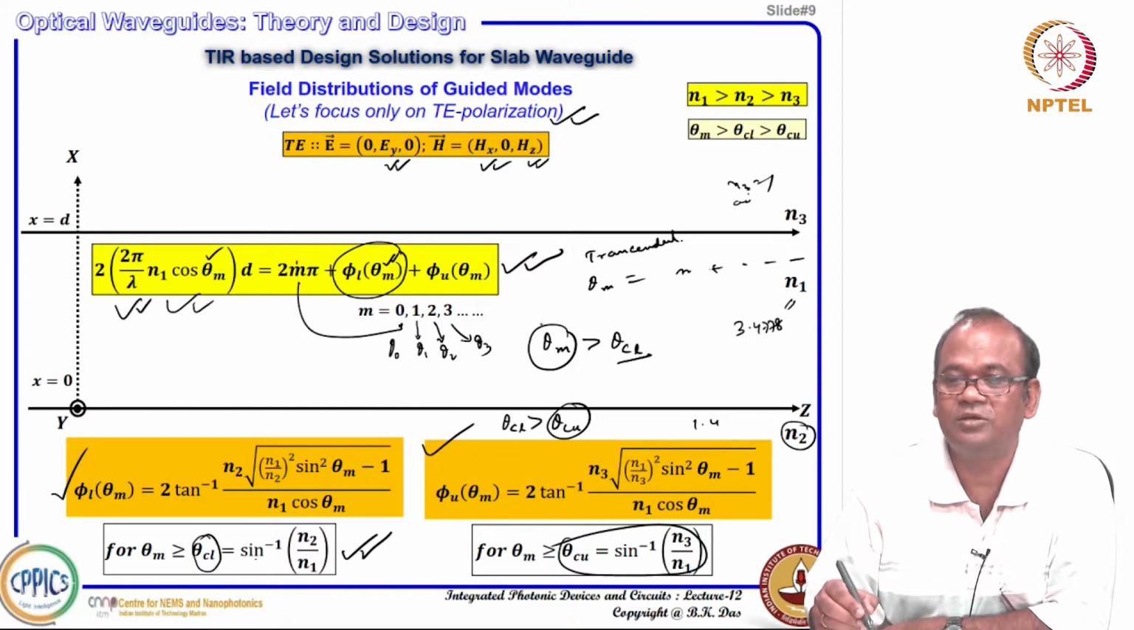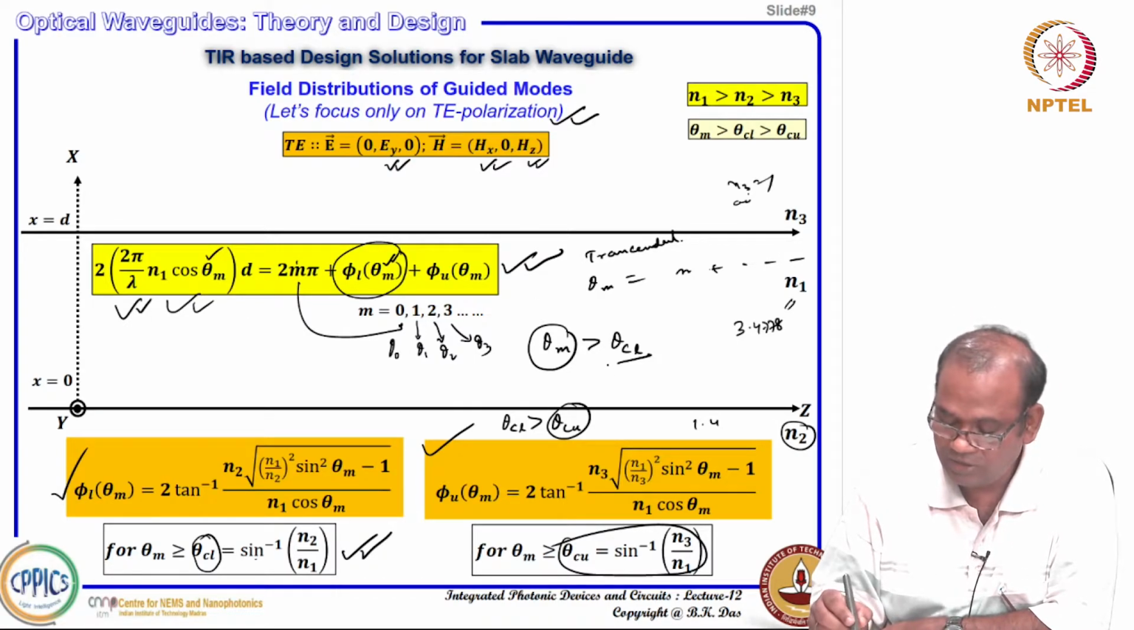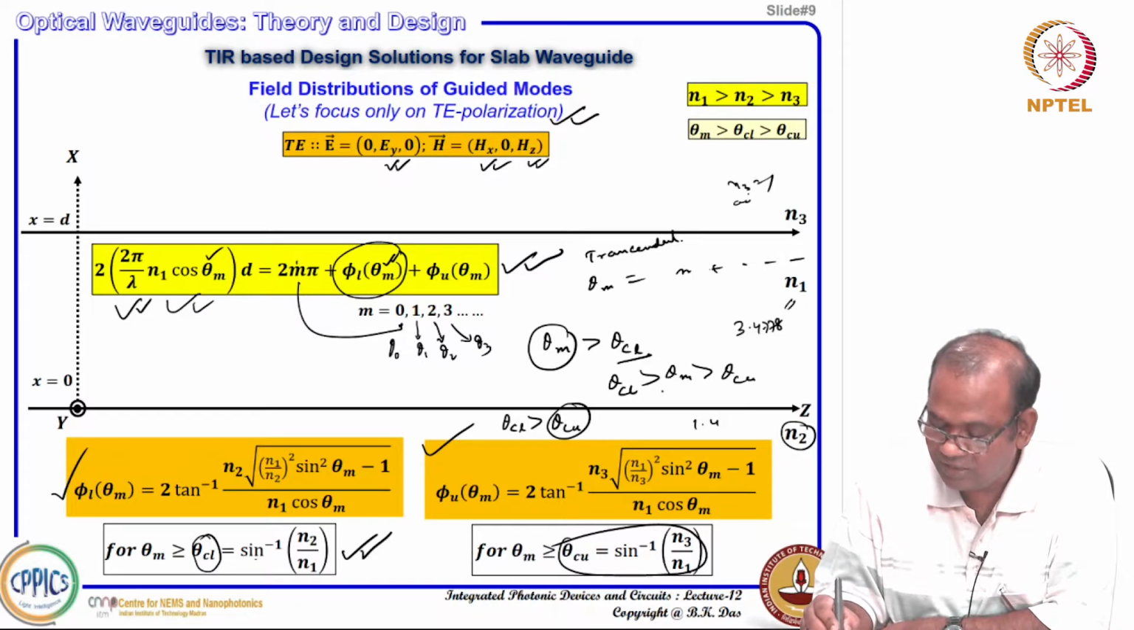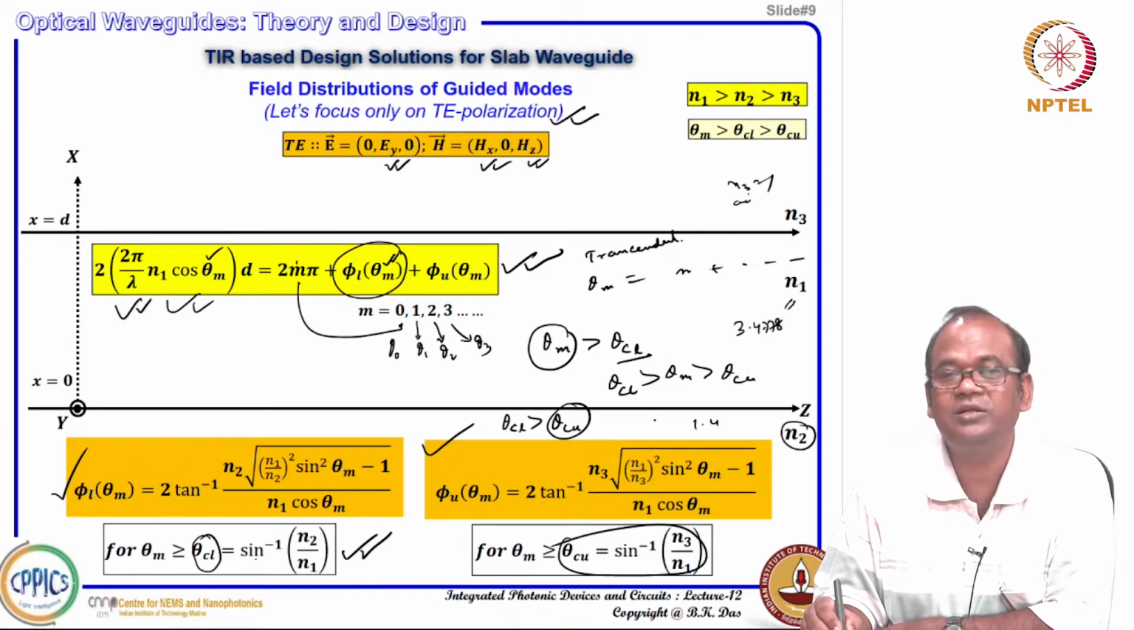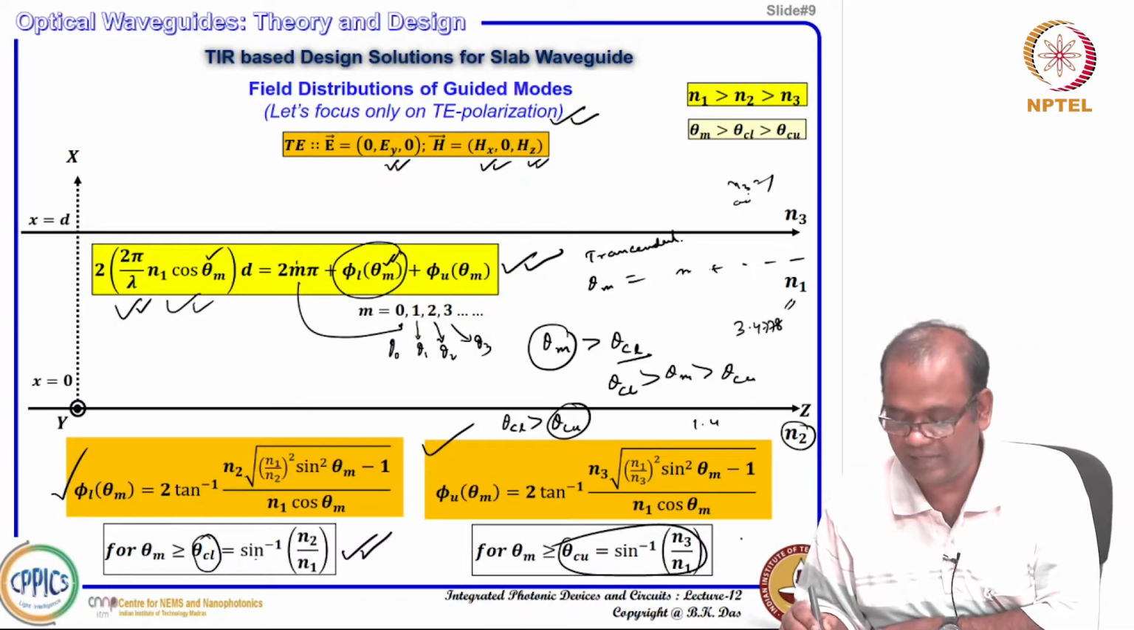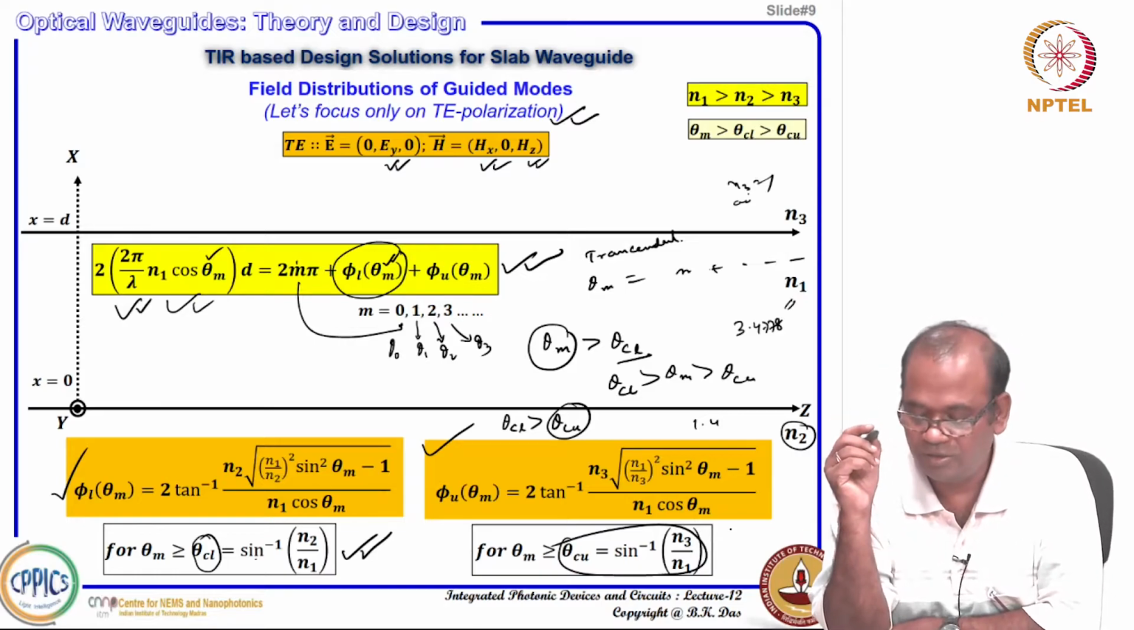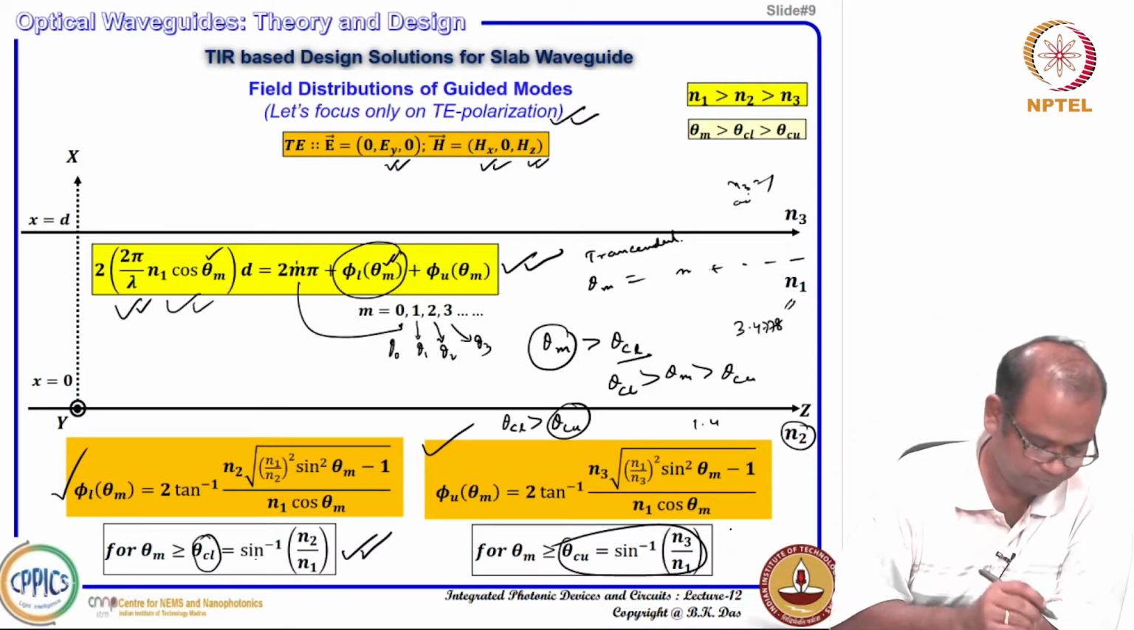both the interfaces. If you are getting a solution, theta m, which may be greater than theta cu but less than theta cl, then since it is less than theta cl, in the lower interface total internal reflection will not take place. So, it will be leaked out. So, it will not be guiding. So, that information you should be remembering all the time.